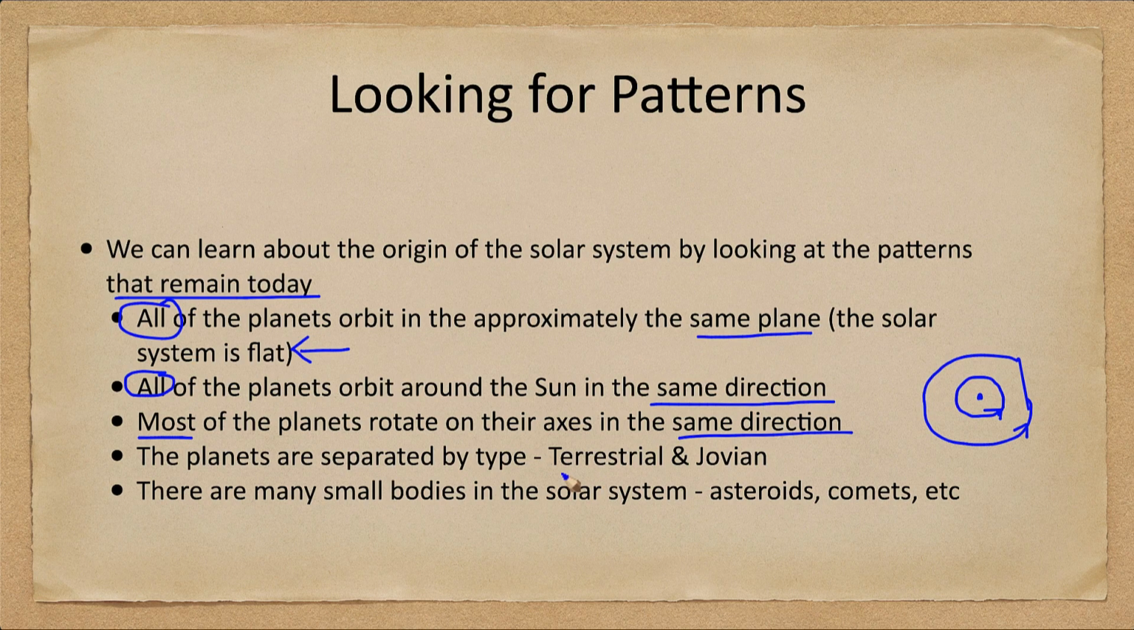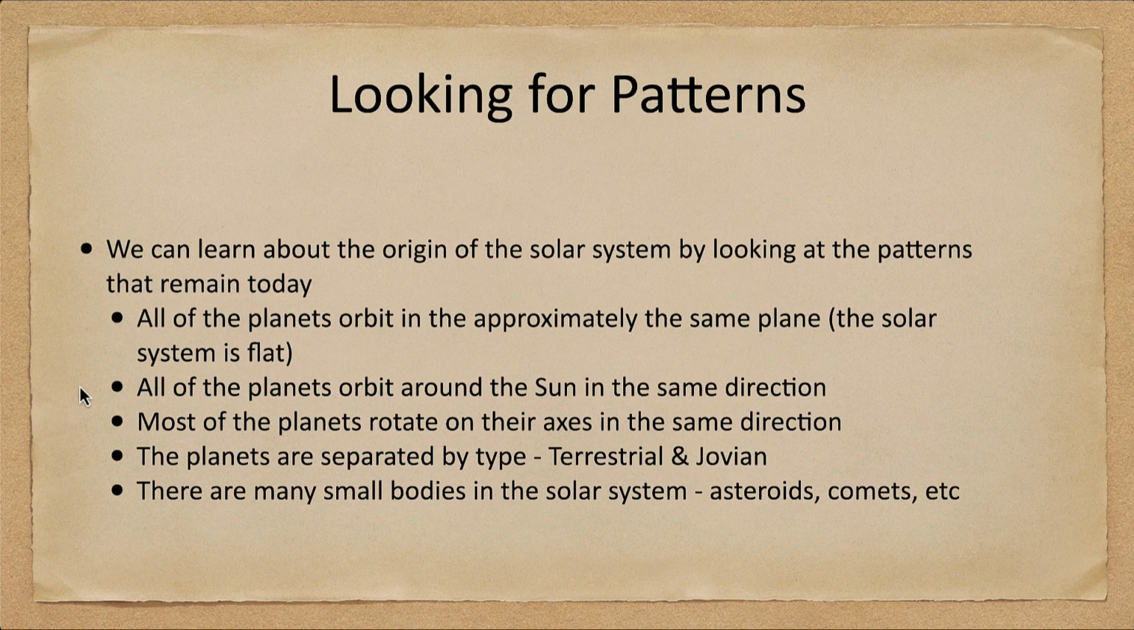And those exceptions may be unusual things that we can try to explain. We also note that the planets are separated into terrestrial and Jovian type planets, as we looked at previously. And what about these many small bodies that we see in the solar system? What about the asteroids and the comets and other types of debris that we see?